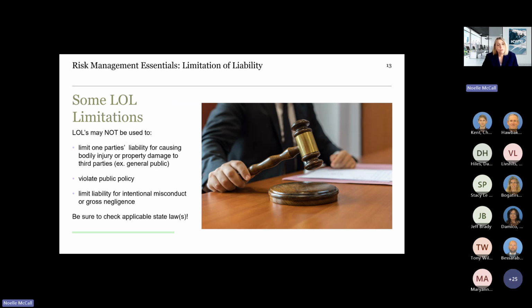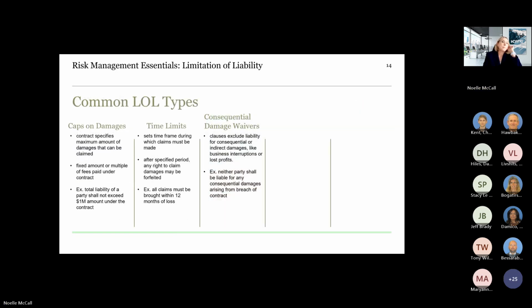You do want to make sure to check the state's laws on limitation of liability to see how they do or can apply in the different states and what the limitations are. Now, there are three common types of limitation of liability. Generally speaking, there's financial caps, time limits, and or consequential damage waivers. So we'll take a look at these.